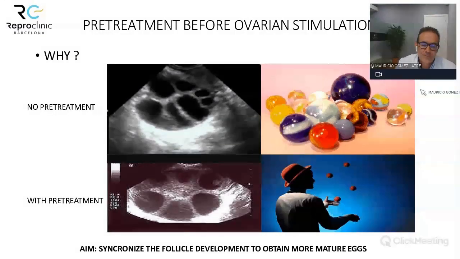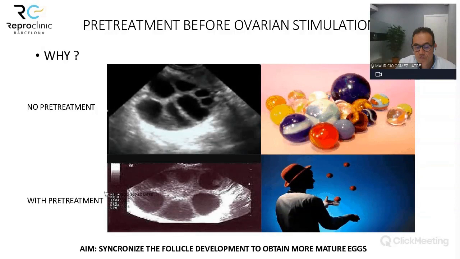Let's talk about the first strategy with a real example. What may happen if we start an ovarian stimulation from the second day of the cycle without previous pretreatment with estrogens or contraceptive pills? As you can see in this upper picture, some of the follicles have been recruited before others, and the growth is irregular and asynchronous. Just at the moment of the collection, not all of them have the same size, and the oocytes inside present different maturation stages. That's why we can retrieve fewer mature eggs than expected initially.